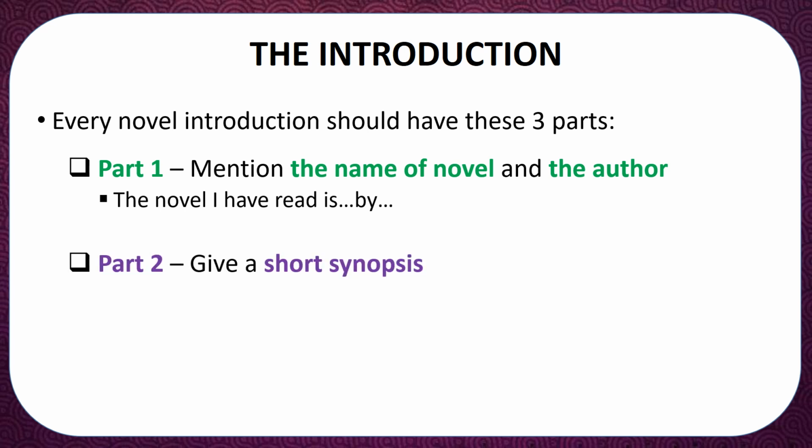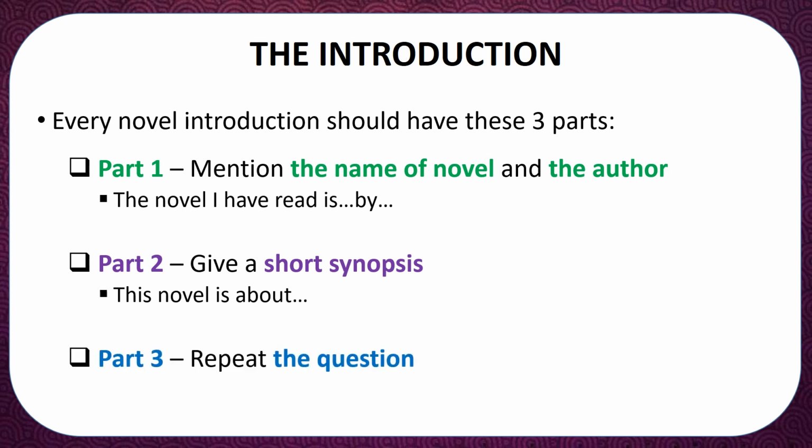So what is the second part of an introduction? The second part of a good introduction is to give a short synopsis. So this novel is about a boy who blah blah blah. So you give a short synopsis. Synopsis should not be long. A good synopsis is 2 sentences or 3 at most. Don't write too long because this is not a synopsis behind a novel, right? The reason that you write the synopsis is so that you can get 2 or 3 lines without any errors.